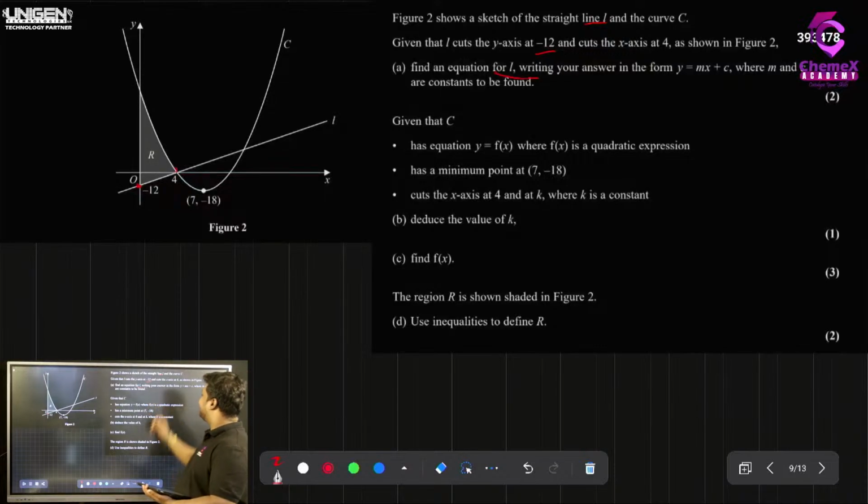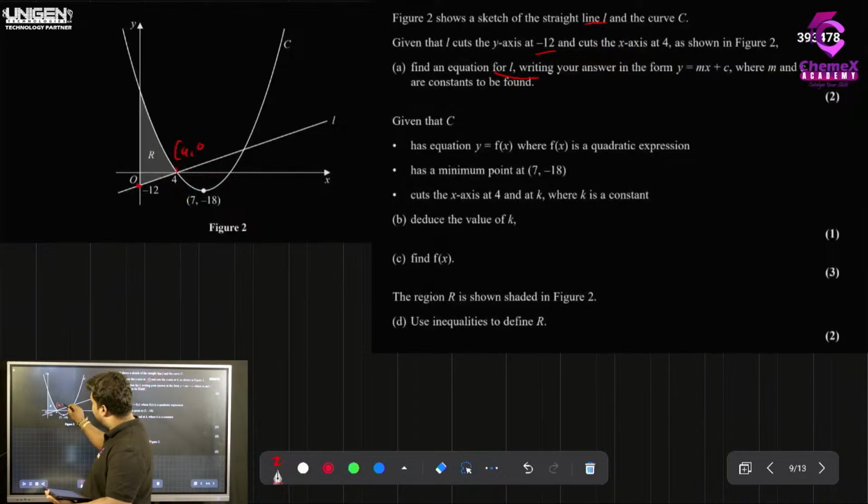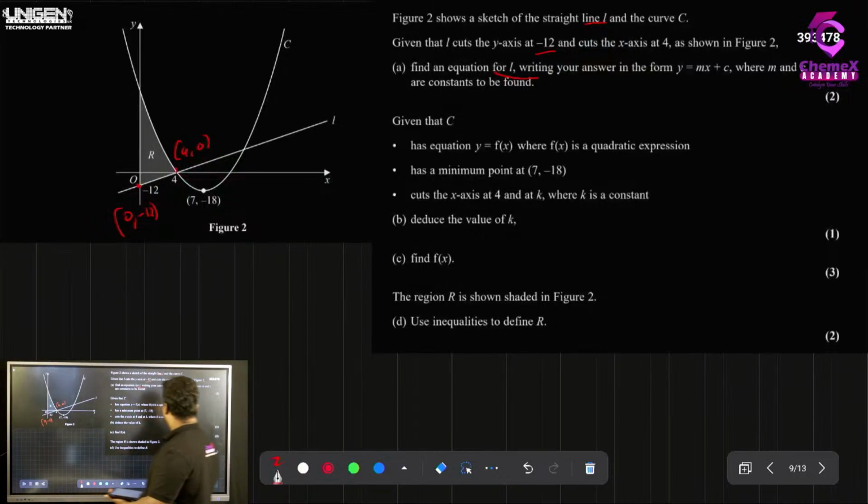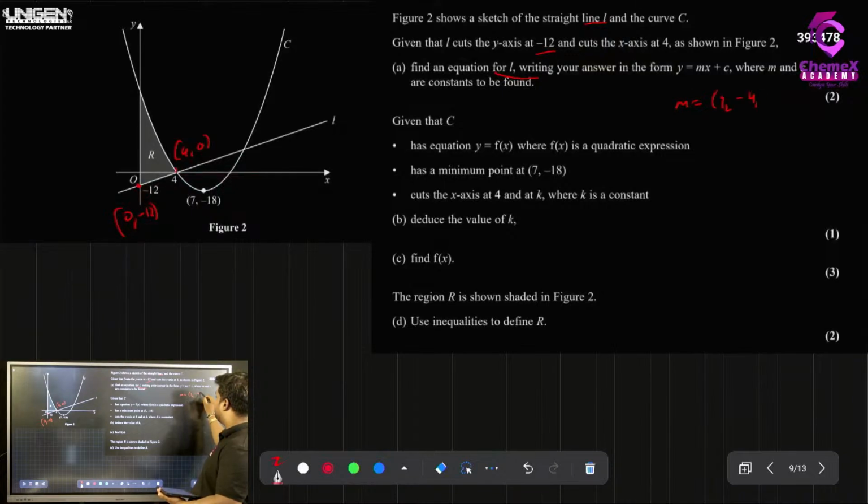First question is that. So how do you find? This one is going to be 4 comma 0. This place is going to be 0 comma minus 12. You understand? So how do you get the straight line equation? First find gradient. What is gradient? y2 minus y1 over x2 minus x1. So what is it going to be? 0 minus minus 12 divided by 4 minus 0. So it's going to be 12 over 4, 3. So y equals 3x.